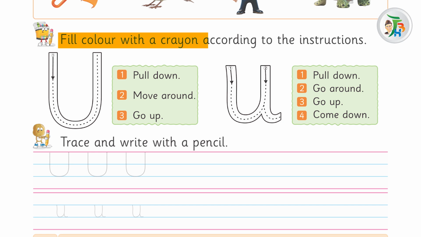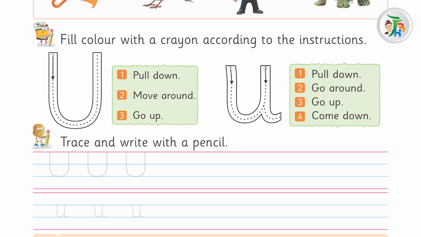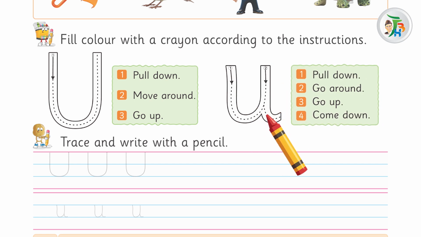Fill color with the crayon according to the instructions. अब आपने letter U को fill करना है with the crayon. So for the capital letter U, pull down, move around, go up. This is how we write capital letter U. For the small letter U, pull down, go around, go up, come down. This is how we write small letter U.